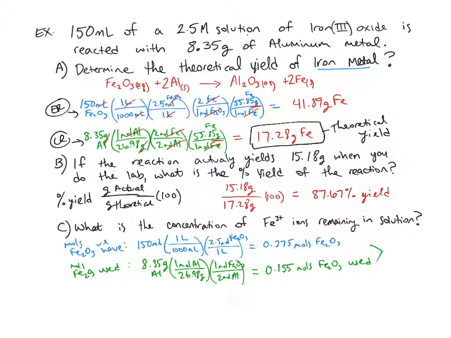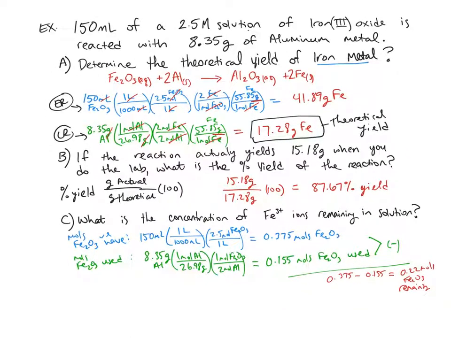Now, if we just take these 2 things and subtract, we will get the remaining moles. So I'm just going to do that really quick. 0.375 minus 0.155 equals 0.22 moles of iron oxide remaining. I'm going to shift this up just a smidge. There we go. So that's how much iron oxide we have remaining.